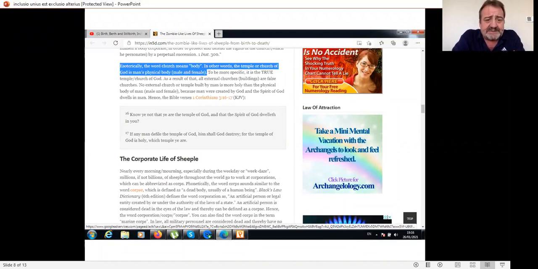Esoterically, the word church means body. In other words, the temple or church of God is man's physical body, male and female. Now, Harry is, for those of you who don't know, his ancestry is Greek. Harry can speak fluent Greek. And we were having this conversation, and he told me that the letters CH can be written as an X or a cross. And you've got CH at the beginning and the end of the word church.